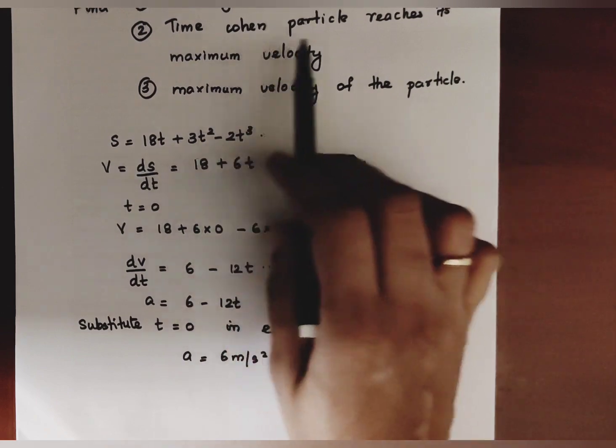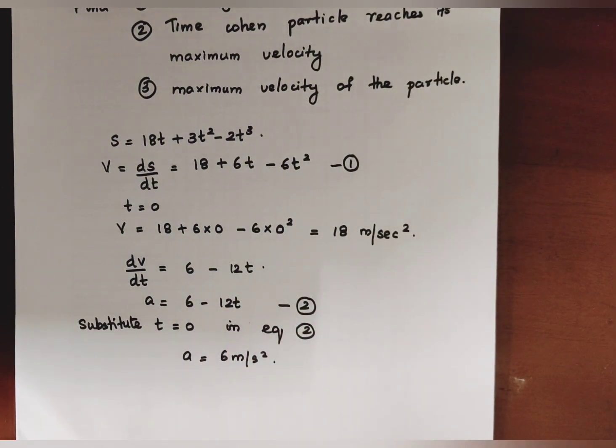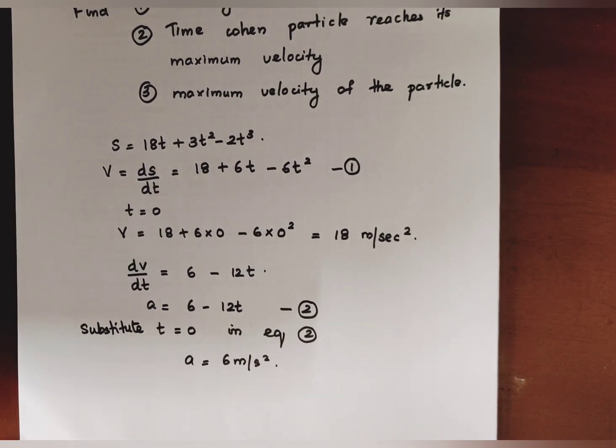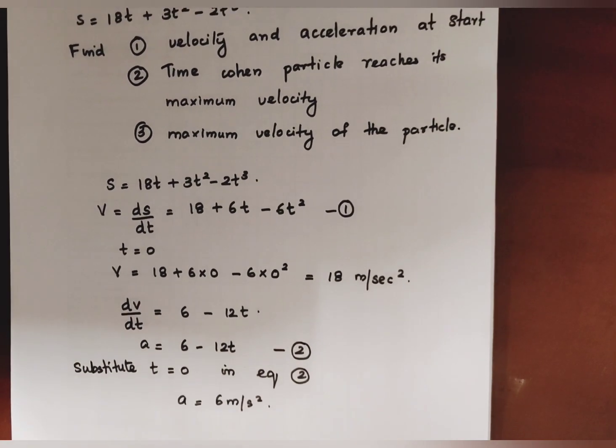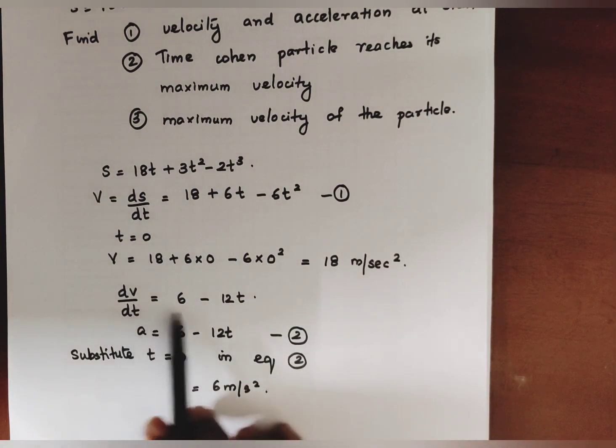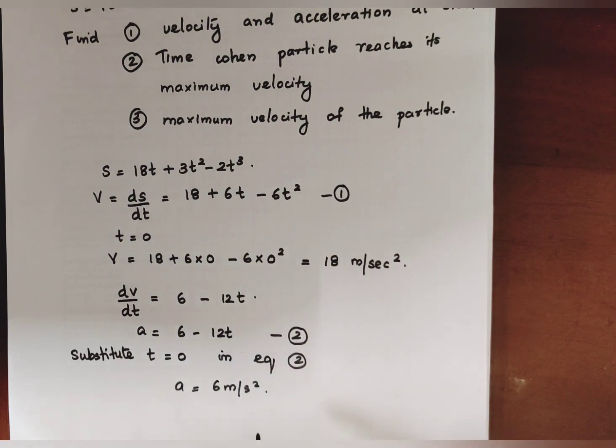So next question, time when particle reaches its maximum velocity. So to get the maximum velocity, you have to differentiate the equation of velocity and equate it to 0. So when you differentiate the equation for velocity, you will get this equation, that is equation 2. So in this equation, you have to substitute acceleration is equal to 0.